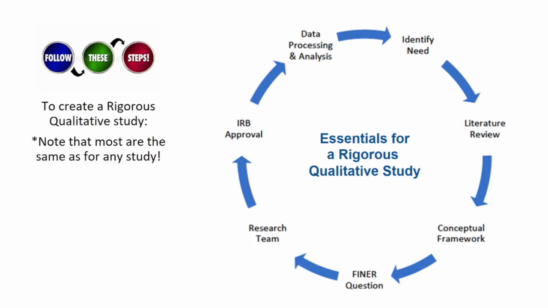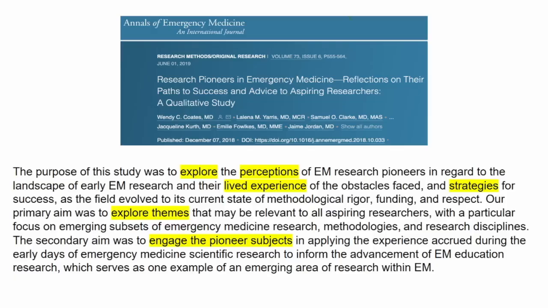The difference with qualitative research is sometimes you don't just go around in that circle starting with identify need and then get to the end. A lot of times you're going around that circle again and again and again and modifying throughout. But all the steps are important, and everything has to be trustworthy and reliable throughout your study. So let's look at a couple examples of qualitative research and some of the words.